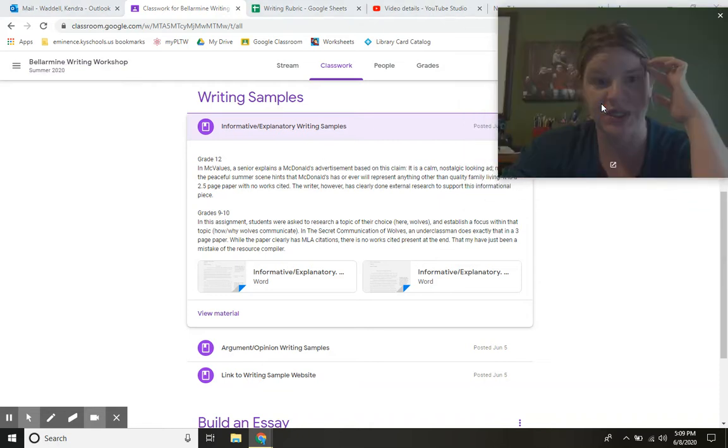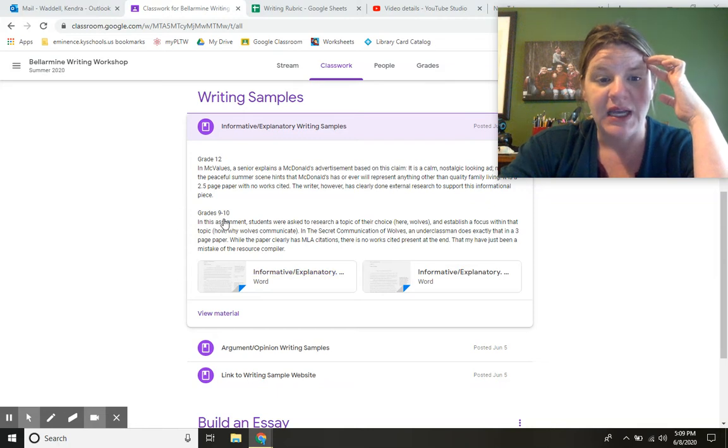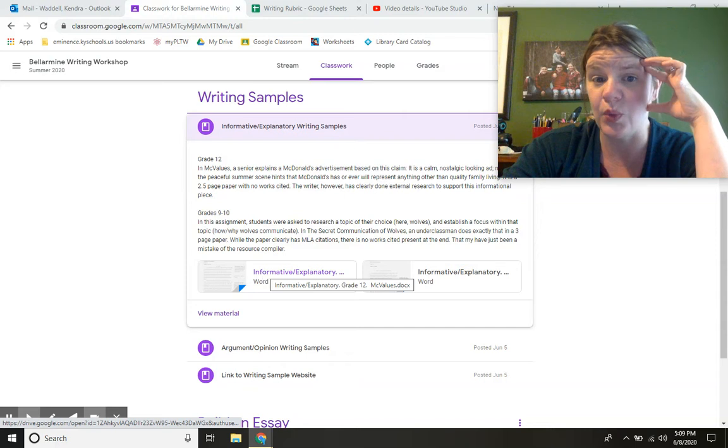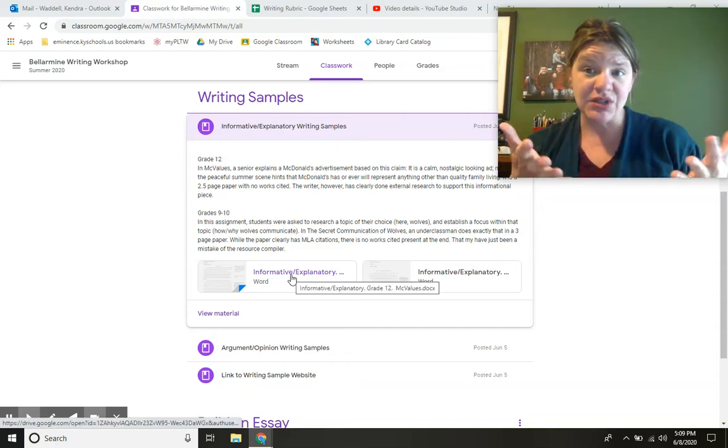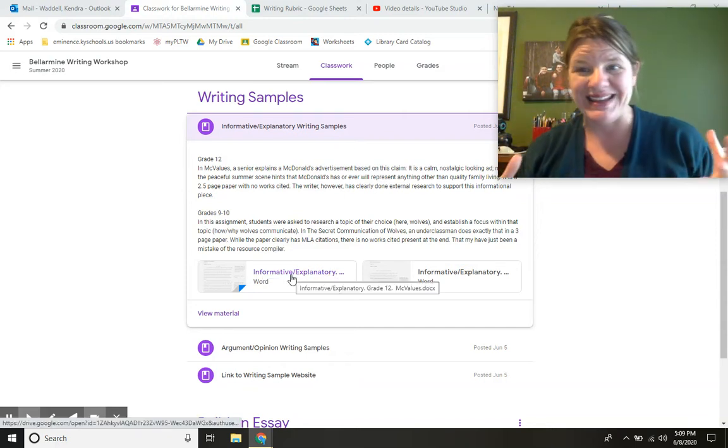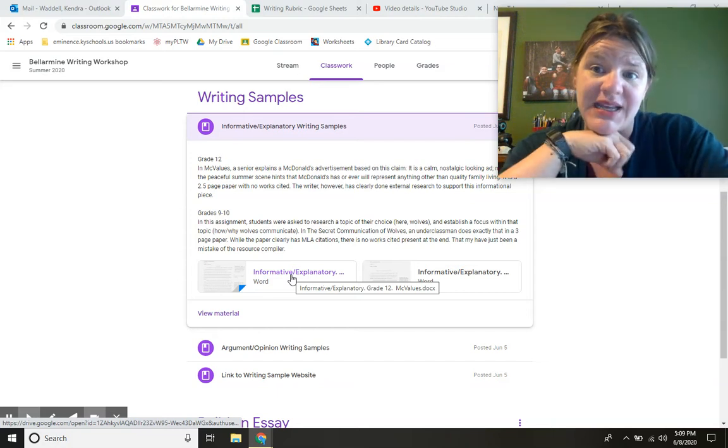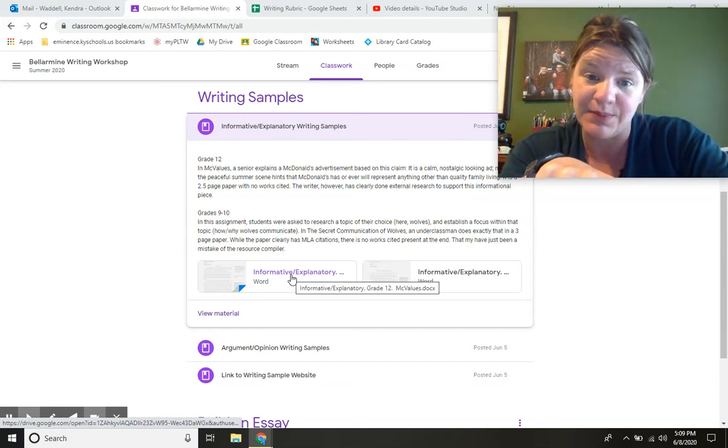So there's 2 papers here. In this paper, students were asked to research a topic of their choice, and in this paper they did wolves, and establish a focus within that topic, how or why wolves communicate. You have that same kind of open-ended prompt option for your essay. And I want to point that out because this is a good example of that.